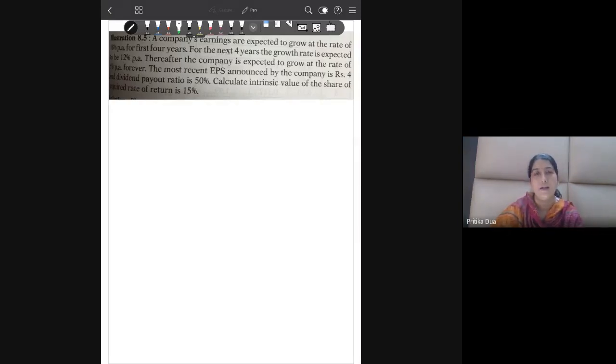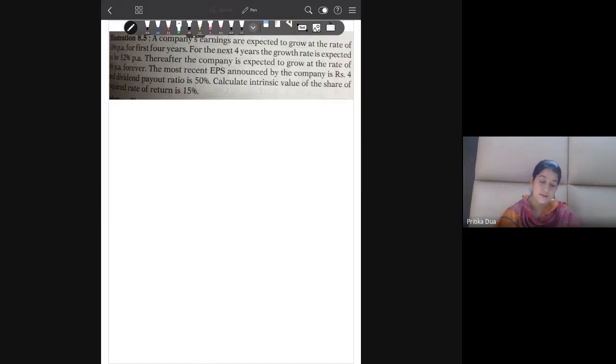Under that we have done the valuation of securities with no growth in dividend, with constant growth in dividend, and the last case we took yesterday was equity share valuation when there is a varying growth rate of dividends. So we had practiced one question yesterday. There's another question on your screen right now.